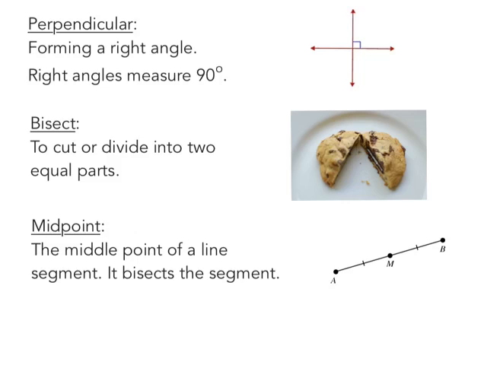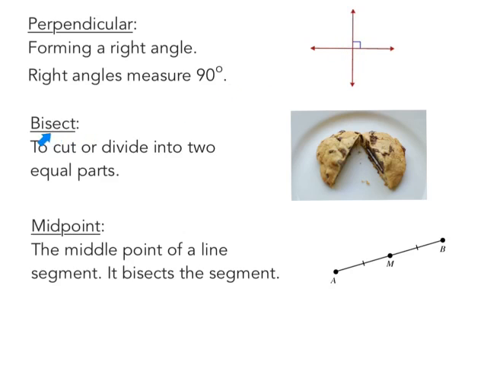Before we begin with some problems, let us review some vocabulary. The word perpendicular means to form a right angle. Right angles measure 90 degrees. You can see here that the right angle is marked with a little tiny square.